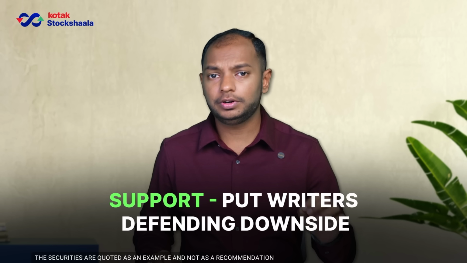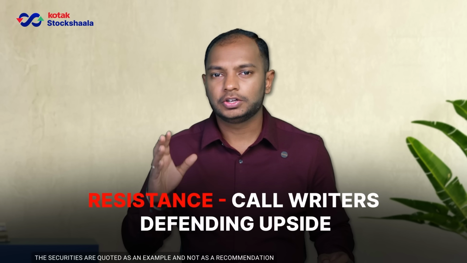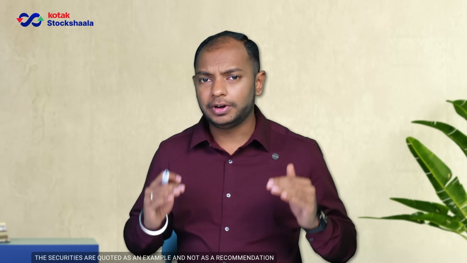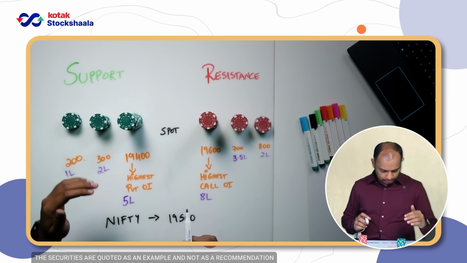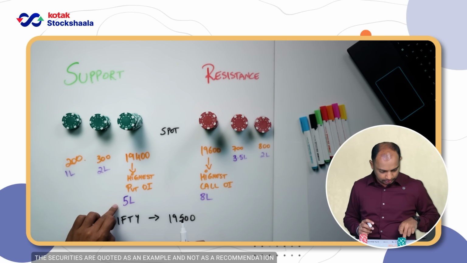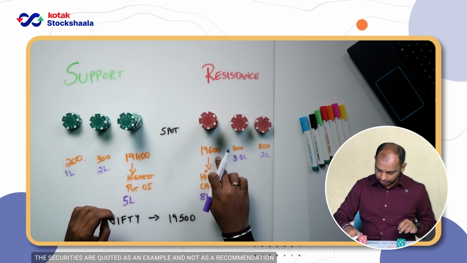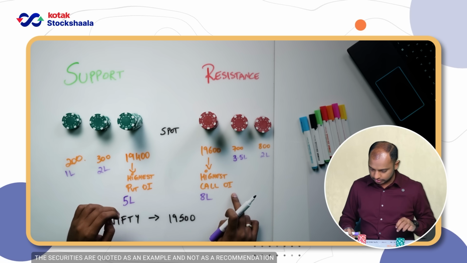Support is where put writers or put sellers are defending the wall, whereas resistance is where call option sellers or call writers are standing strong. Now let's take this one notch higher and understand more about this. Imagine now that we have 5 lakh open interest on the put option side for the 19,400, whereas 19,600 has 8 lakh call open interest contracts.